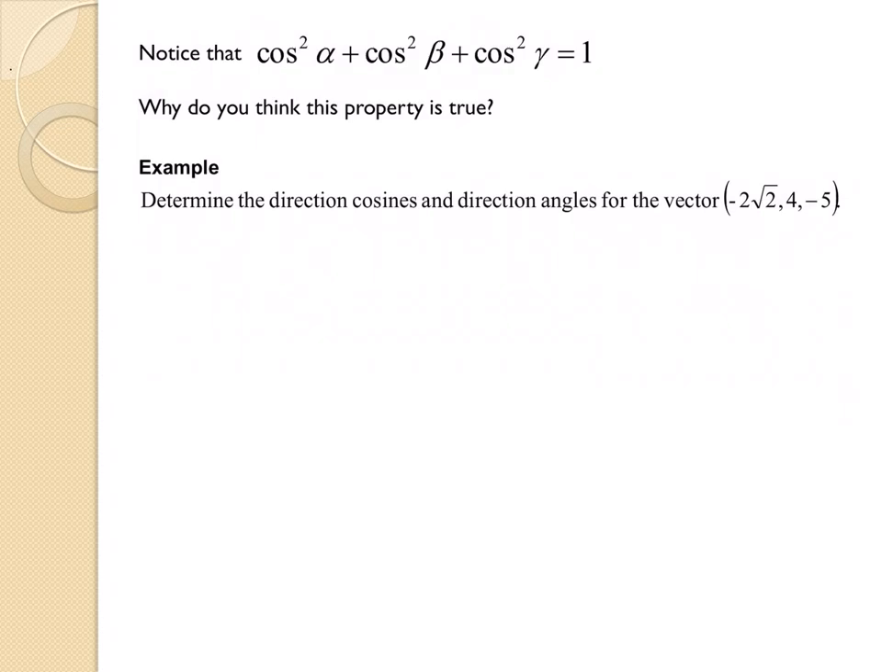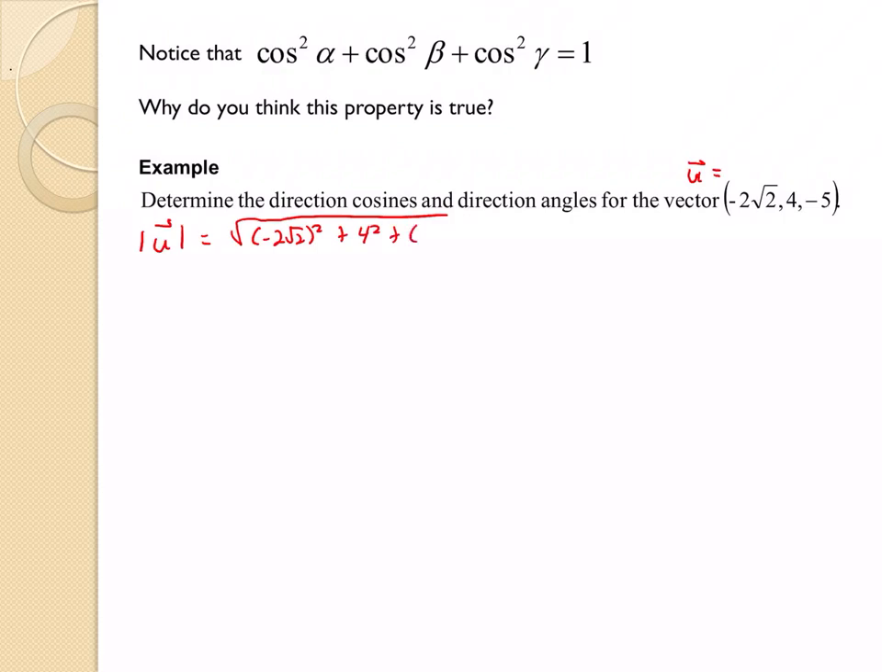Okay, so it says determine the direction cosines for this vector. So this seemingly random vector sticking out in 3 space, and what we want to find is the direction cosines and angles. To do that, we need first the magnitude of this vector. So first I'll find the magnitude of this vector, which I'm going to call u.